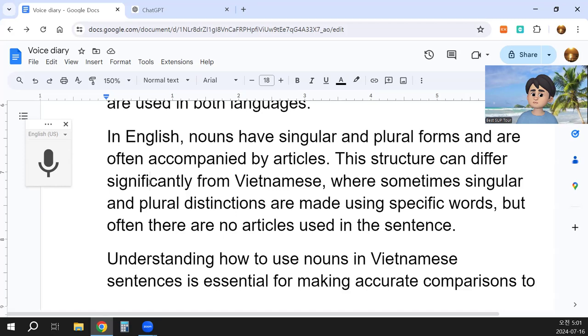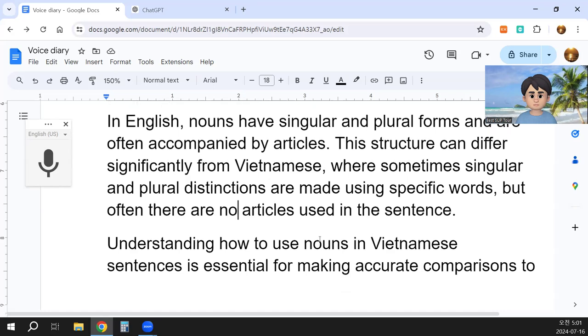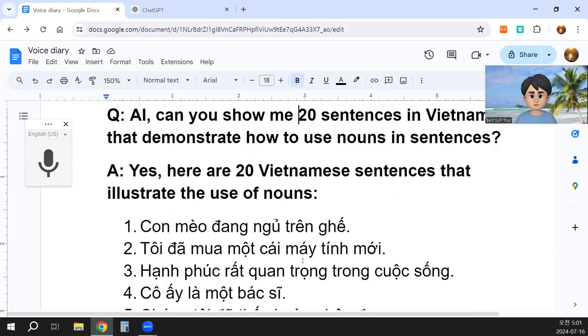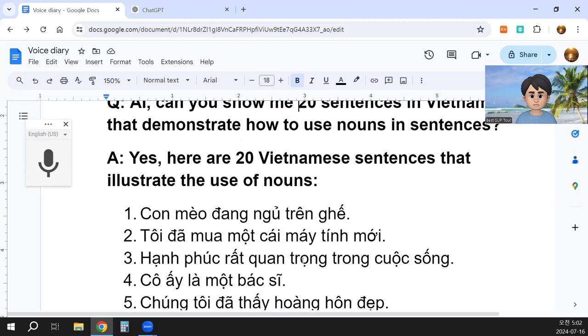Understanding how to use a noun in the Vietnamese sentence is essential for making accurate comparison to English. By learning about nouns, I can grasp their usage better in both languages. Here's an example of a conversation with the AI for this purpose. AI, can you show me 20 sentences in Vietnamese that demonstrate how to use the nouns in sentences? Yes, here are 20 Vietnamese sentences that illustrate the use of a noun.